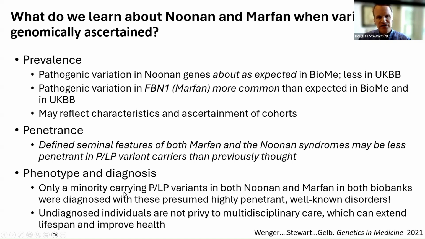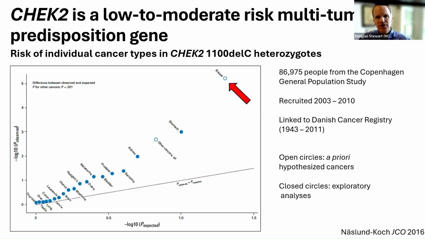And then, again, to drive this point home, only a minority of individuals harboring P or LP variants in both of these disorders were diagnosed, in the context of both well-known disorders that were presumed to be pretty highly penetrant. And of course, without a diagnosis, these folks are not privy to the type of care, preventative care, that can extend lifespan and improve health, without a doubt, certainly in Marfan syndrome. Okay, so let's move on to some cancer examples.